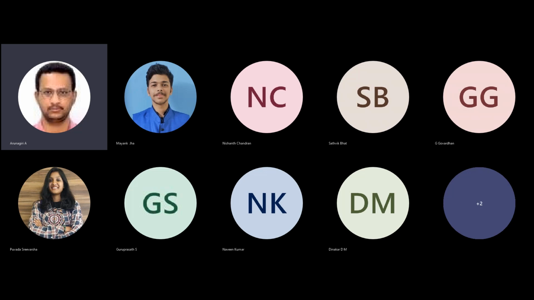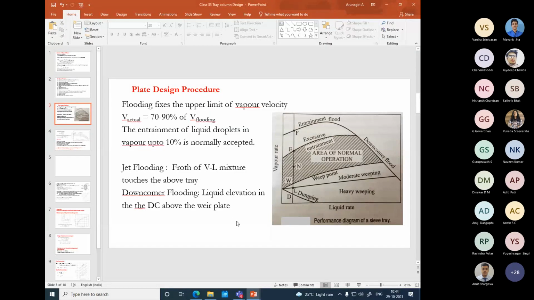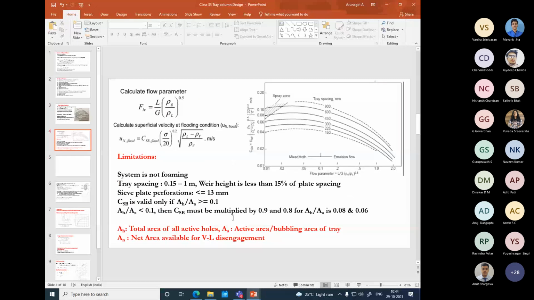Then for the selected dimensions, once we check the flooding, you can check the entrainment. Finally, you can decide the design. Last class, I think we discussed up to estimation of column diameter. So we have to calculate the flow parameter, that is FLV equals L by G times rho G by rho L to the power 0.5. So you will get the flow parameter, then fix the tray spacing.